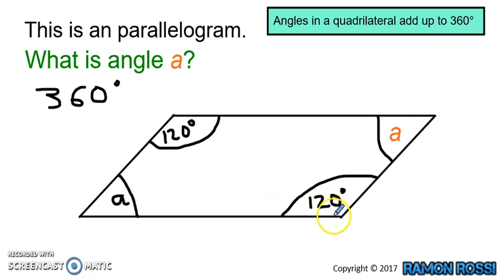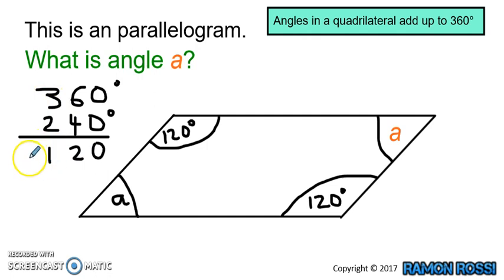So let's take away what we do know. We can take away these two angles, and if we take away 120 and 120, then really we're taking away 240. So let's take away the 240 from the total, which is 360. 0 from 0 is 0. 6 take away 4 is 2, and 3 take away 1 is 1.